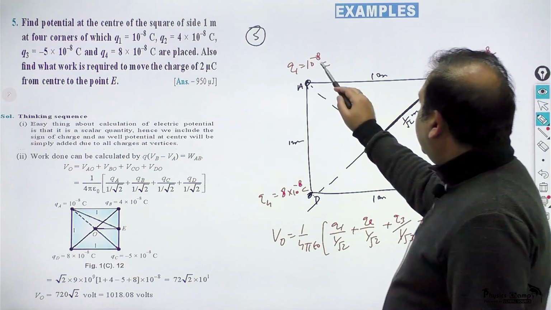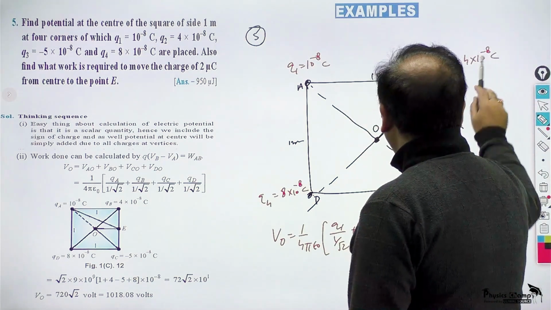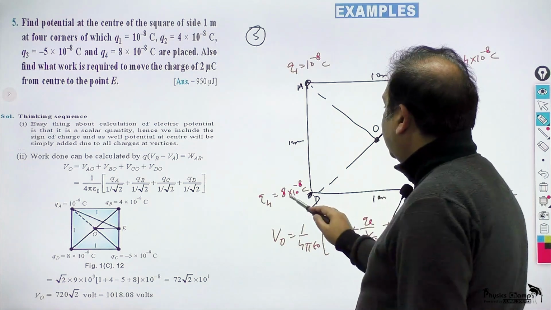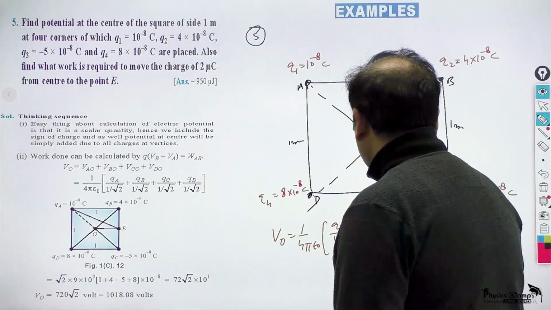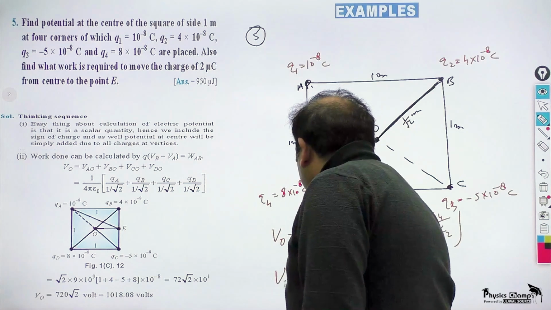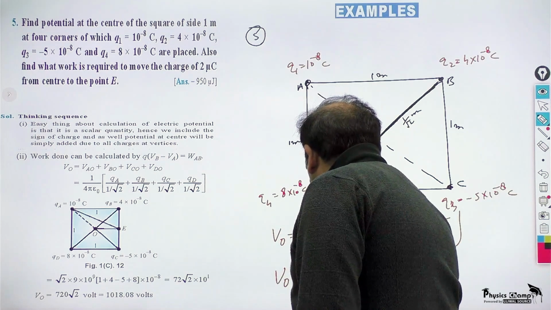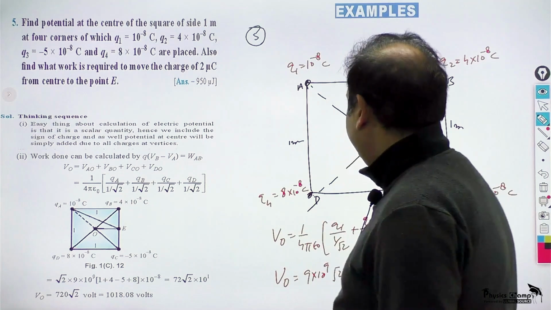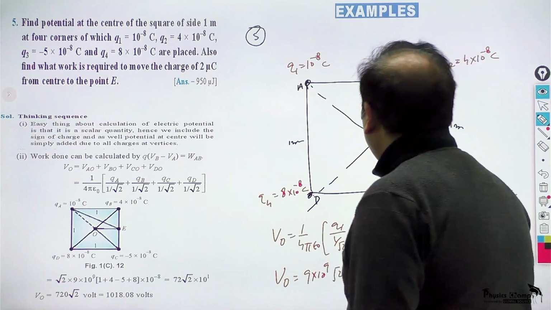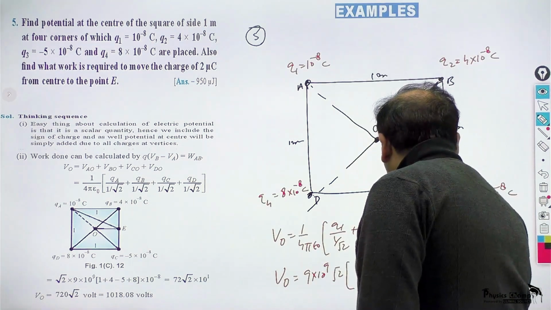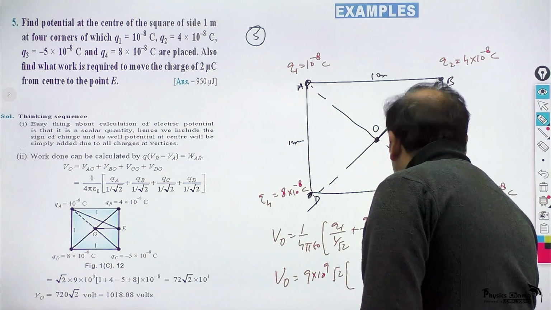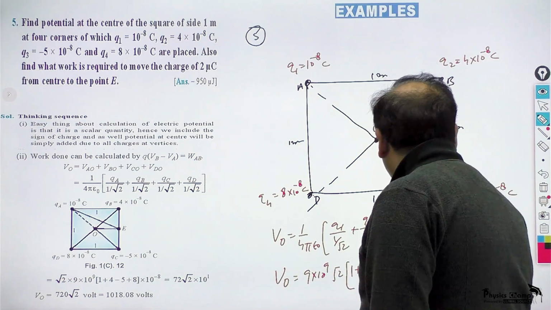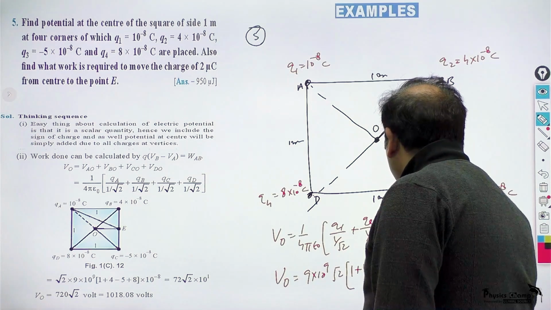Q1 is 10 to the power minus 8. Here Q2 will be 4 into 10 to the power minus 8. Q3 will be minus 5 into 10 to the power minus 8 and Q4 is 8 into 10 to the power minus 8. So here potential at O will be 9 into 10 to the power 9 into root 2, and 10 to the power minus 8 can also be taken common. So inside it is 1 plus 4 minus 5 plus 8.